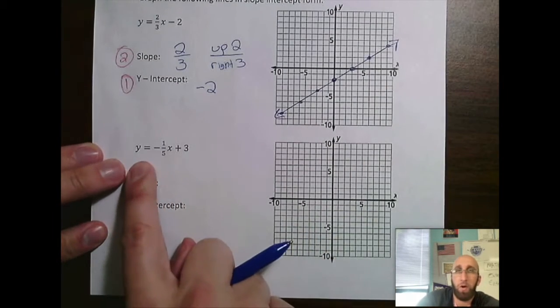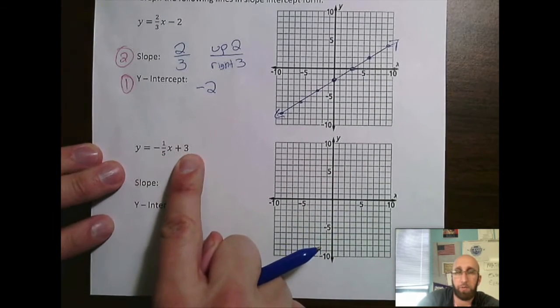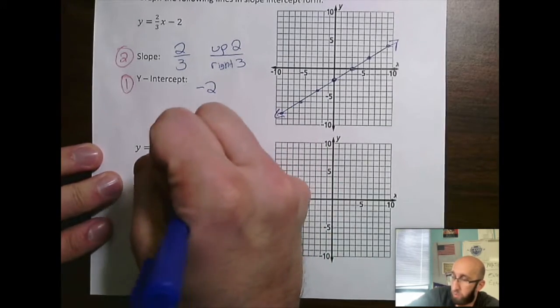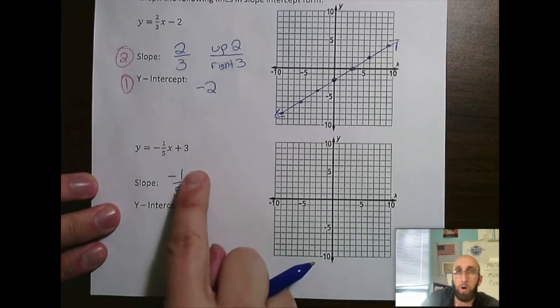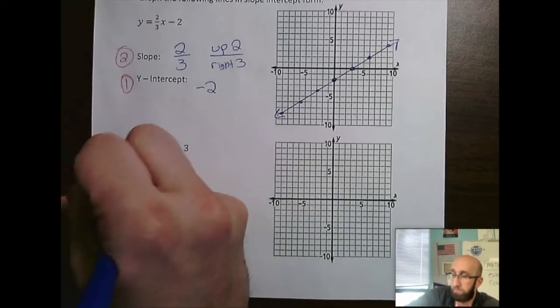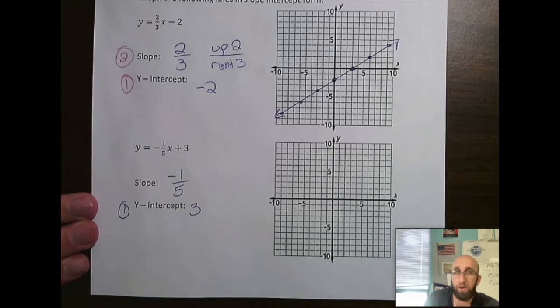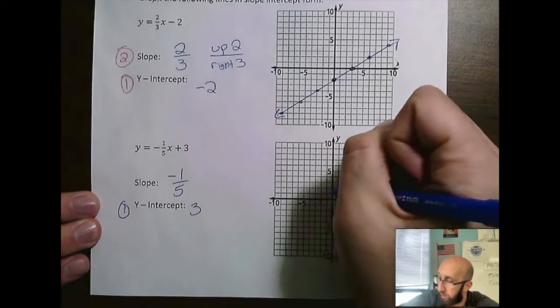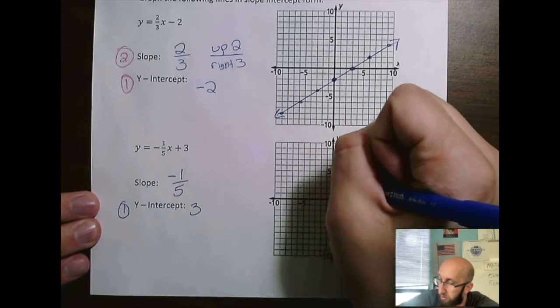So here we go. y equals negative 1/5 x plus 3. My slope, I see it really fast. It's in front of that x. It's negative 1 over 5. My y-intercept, I see that positive 3. So again, start with the y-intercept first. We need to cross the y-axis at positive 3, so I go to my y-axis, positive 3, and put that point.